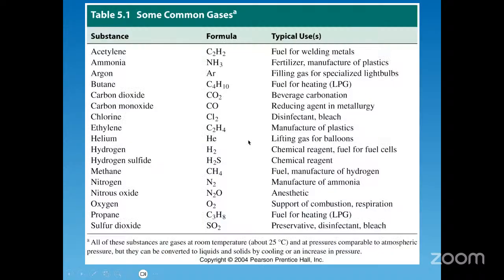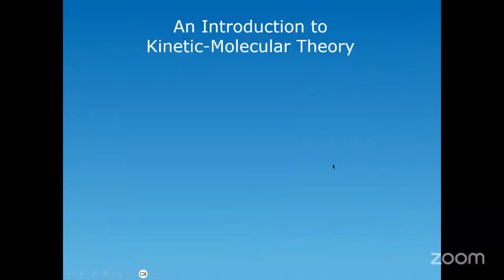Okay, and this is just a list of gases and their industrial use. Just to highlight a couple of examples. Chlorine is used as a disinfectant and bleach. Ethylene is used in the manufacture of plastics. Methane is used as a fuel and also used in the industrial manufacture of hydrogen. So these are just different gases and their typical use, all right?